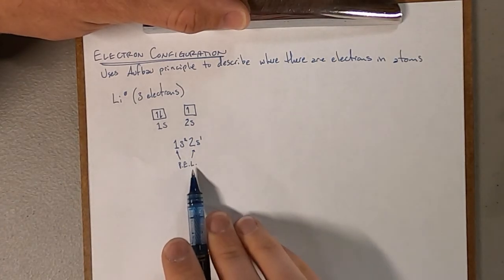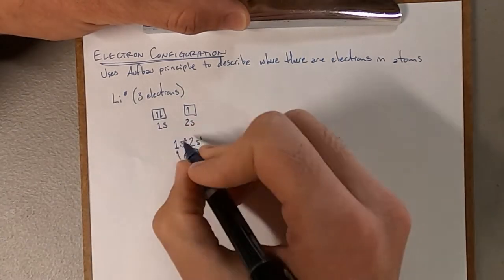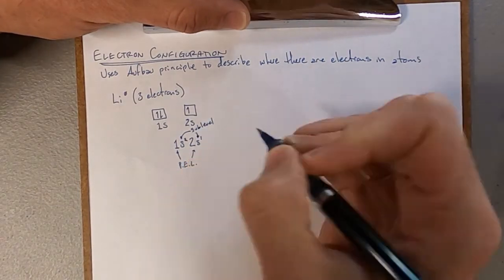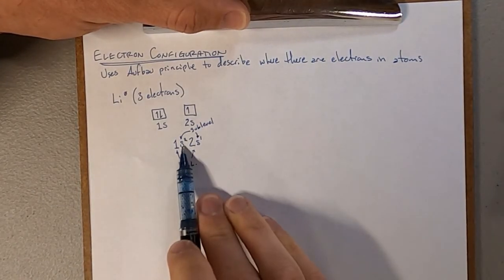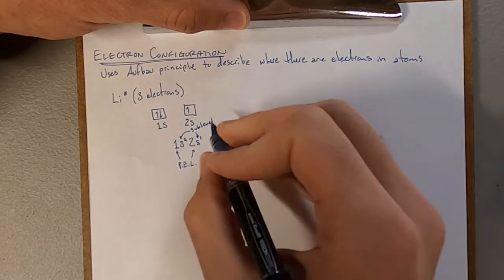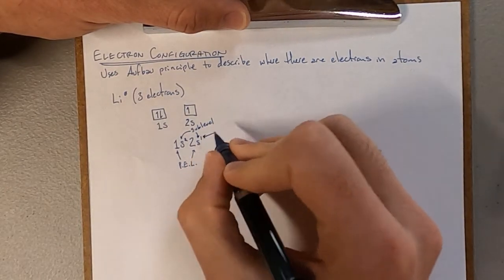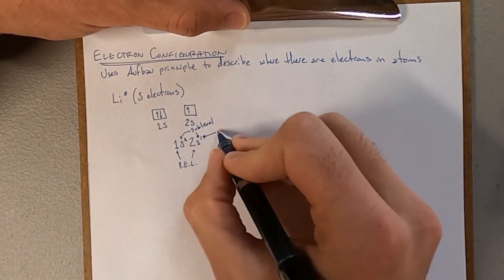PEL is the abbreviation for principal energy level. The letters, which would be S, P, D, or F, are the sublevel, and the superscript is how many electrons are at that sublevel.